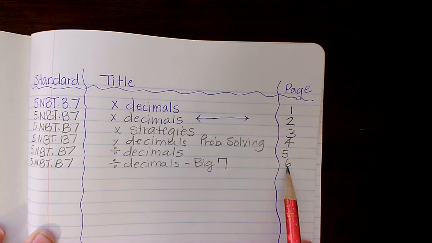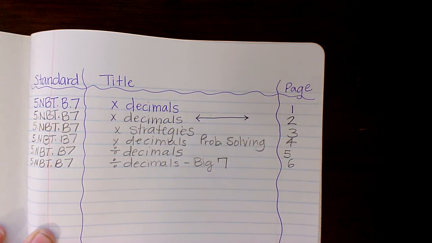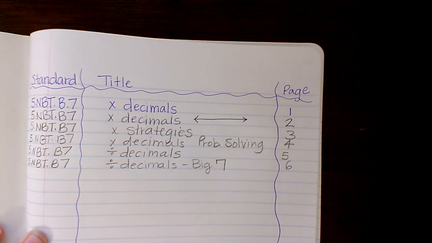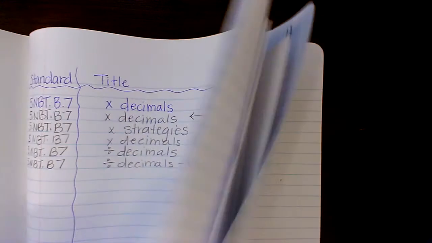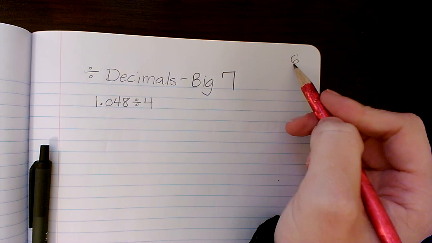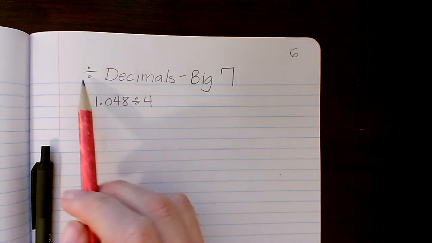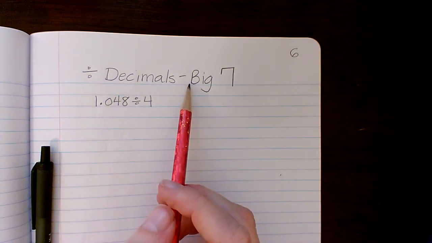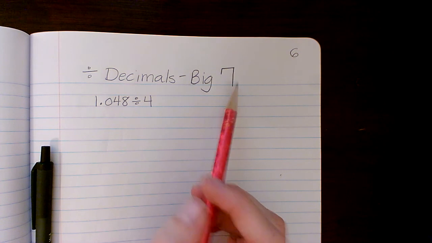My page is on page 6, so whatever page you are on for taking notes, that's where you're going to write it. Make sure that you write in the top right-hand corner that you're on your page, titling it Dividing by Decimals. We're using the Big 7 strategy.